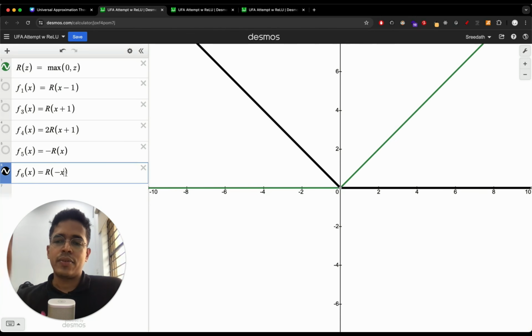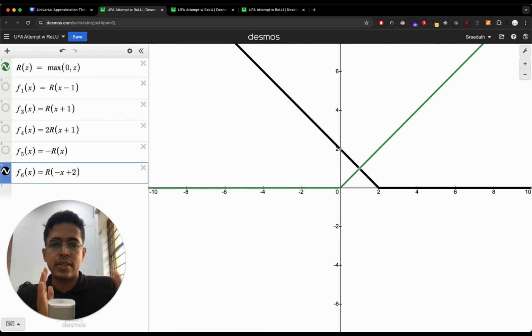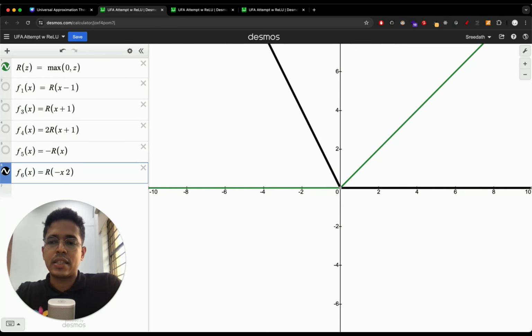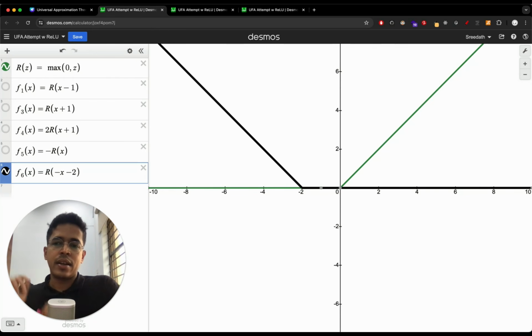And what if now it is minus x plus 2? Then you are now shifting 2 units to the right. If it is minus x minus 2, it will be shifted to the negative side. So there are so many different functions that we can construct using this simple combination of linear functions. ReLU is essentially linear in its positive range, but 0 in its negative input range. But using this, we can construct so many different types of piecewise linear functions.